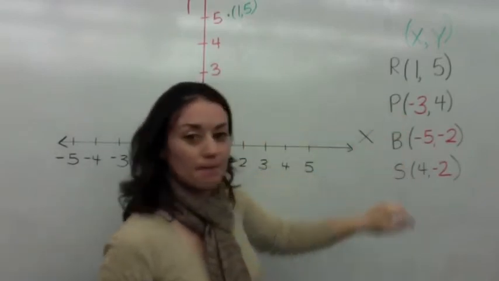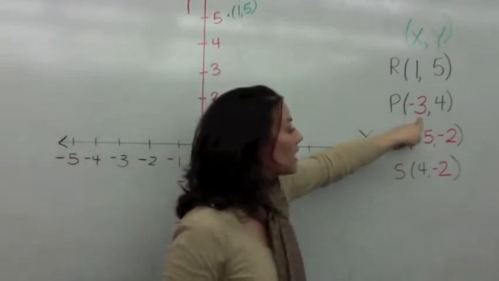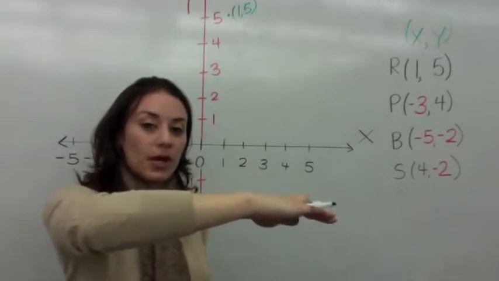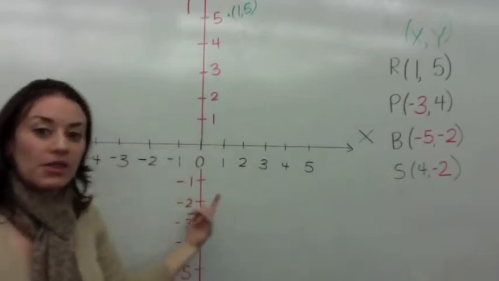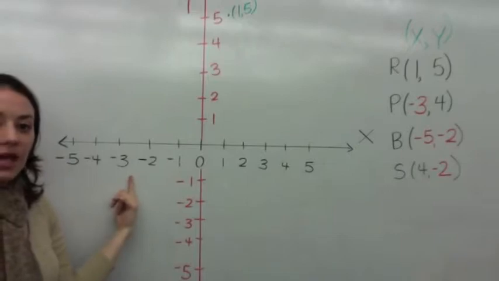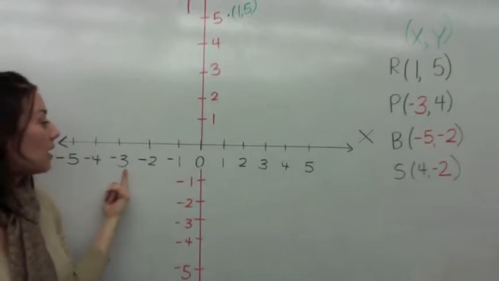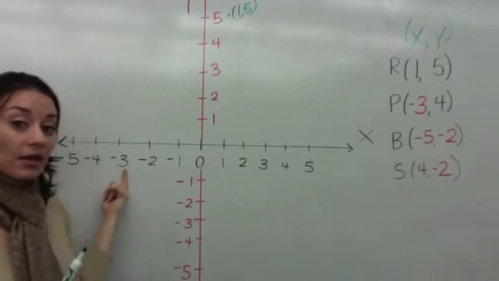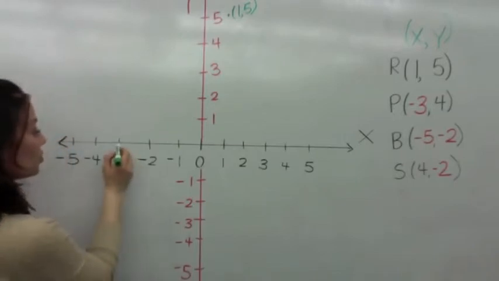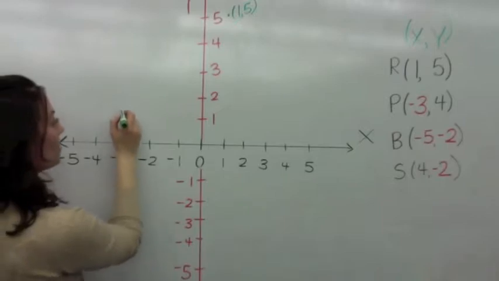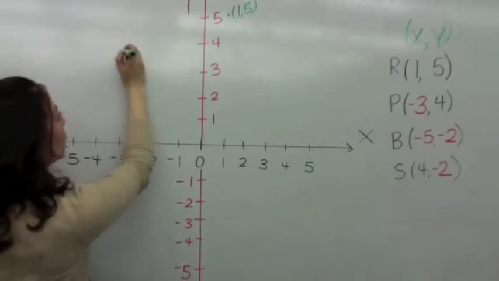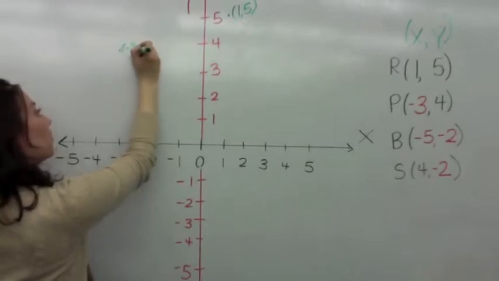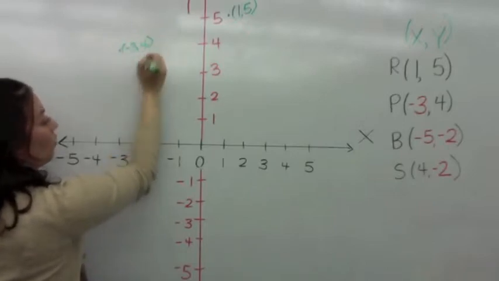Let's take a look at P. You have a negative 3 and 4. So if you start on, right? The x-axis, and you start with -3, okay? You are at -3, but it tells you to go up how many? 4. So you start at -3, go up 4. 1, 2, 3, 4. And this is -3, 4. We have 2 more coordinate pairs.